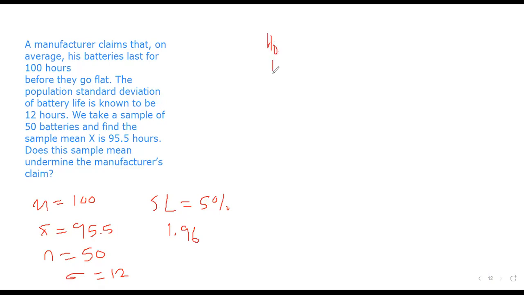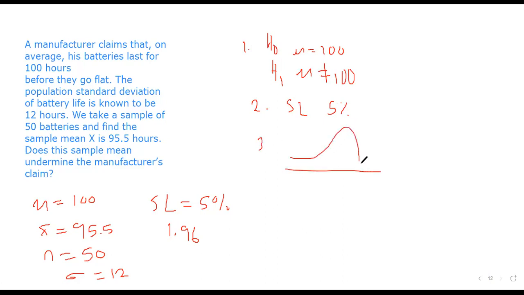Step 1, our mu. What is our mu equal to? 100. Then here mu is equal to what? 100. Step 2, what is our level of significance? 5%. Then meaning our Z is what? 1.96. So we're rejecting if it's less than negative 1.96 or greater than 1.96. Then we calculate our Z. What is our Z?